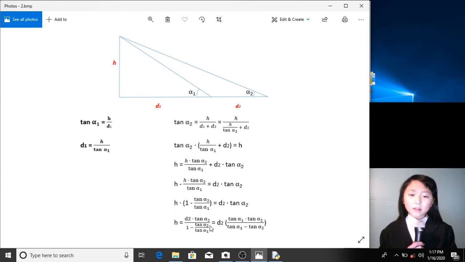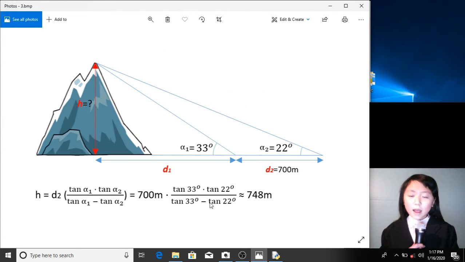And I want this to be more pretty, so I take this d2 out and times the fraction. This fraction here is the same as what's in here, except on each side I times tangent of 1. So we get this equation. h equals d2 times tangent of 1 times tangent of 2 over tangent of 1 minus tangent of 2. We apply that equation to our problem here.